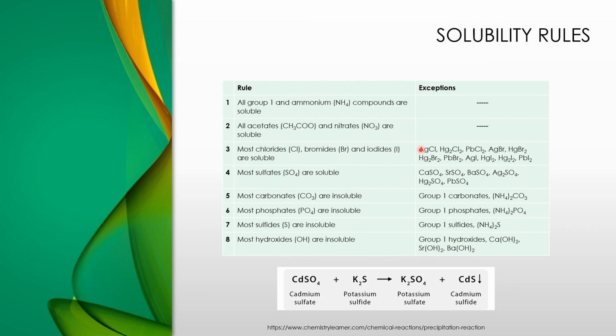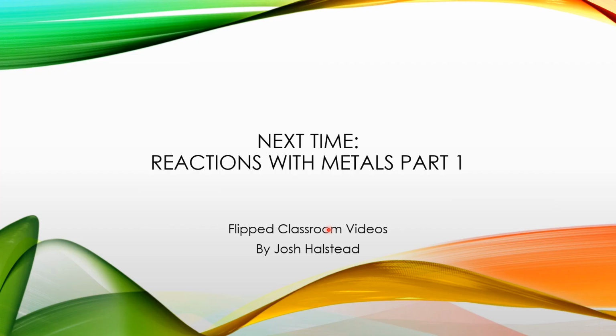We have cadmium sulfate. It's soluble, like most sulfates are. Cadmium is not one of our exceptions. Potassium sulfide. Potassium is group 1, so it's soluble too. Potassium sulfate, same thing. Potassium is group 1, so it's soluble. But cadmium sulfide, most sulfides are insoluble, with the exceptions only being group 1 and ammonium compounds. So cadmium sulfide is not an exception, therefore it will be an insoluble salt and will precipitate out at the end.